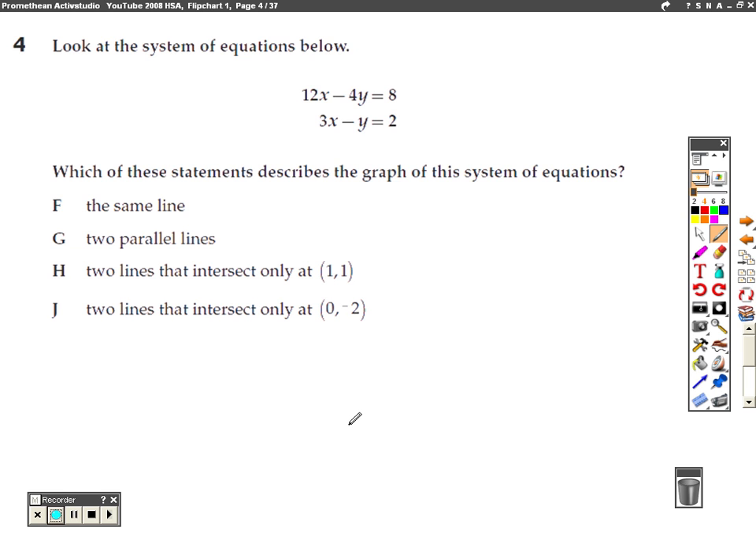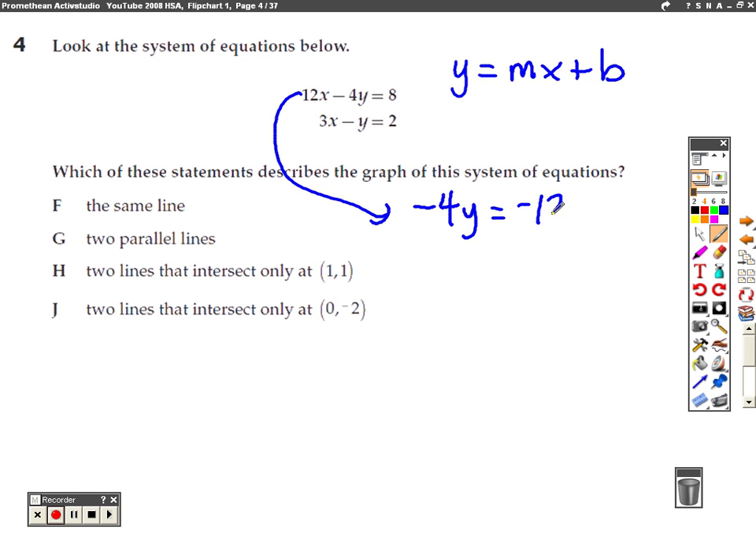To do this problem, we're going to take each equation and put it in slope-intercept form, which you will recall is y equal mx plus b. In other words, we're going to get y by itself for each equation. So in the first equation, to get y by itself, the first thing that I would do is subtract 12x from both sides. And I would get an equation that looks like that.